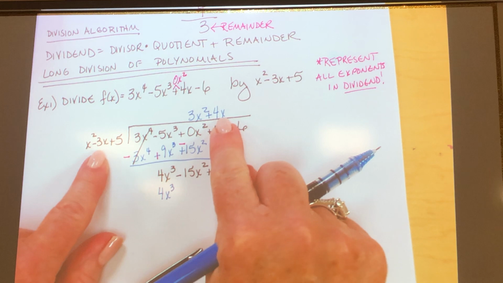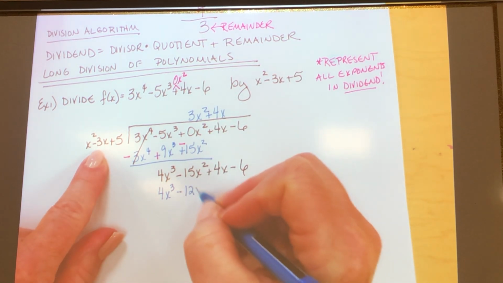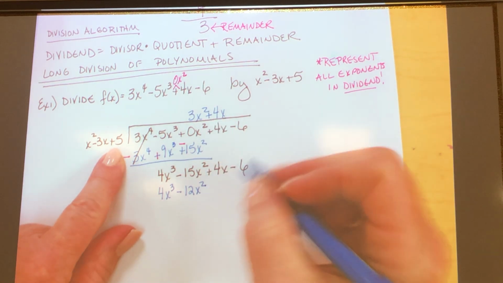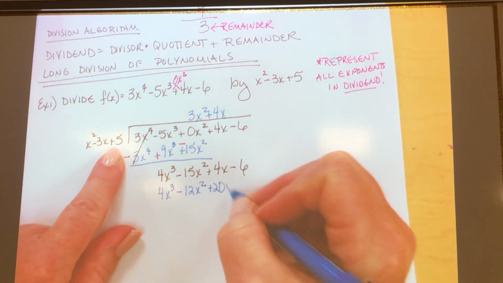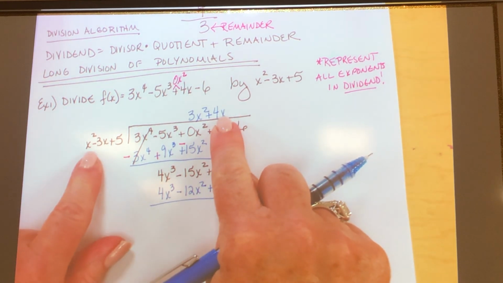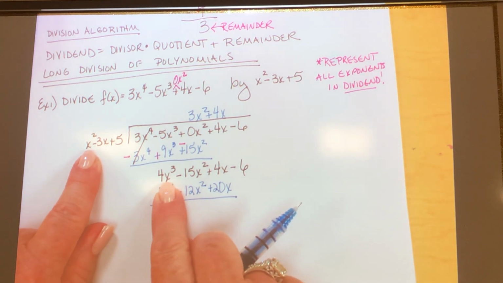What's 4x times negative 3x? Negative 12x squared. What's 4x times 5? 20x. Wait, where did you get that top, the 4x is on top, how did you get that? I said, what do I multiply x squared by to get 4x to the third? Oh, gotcha. Okay, I started all over again.